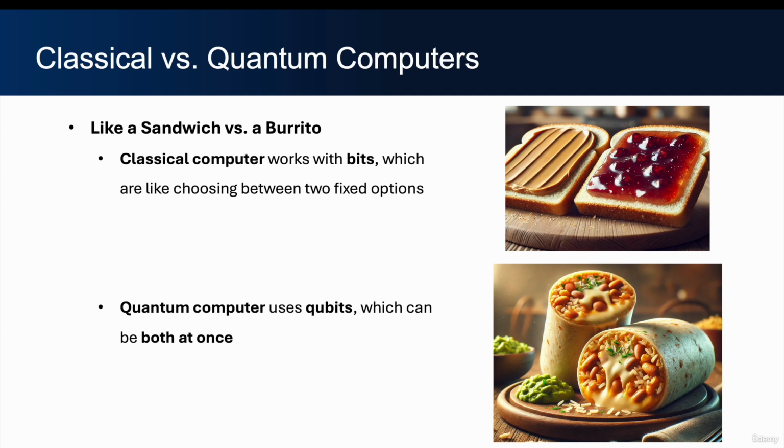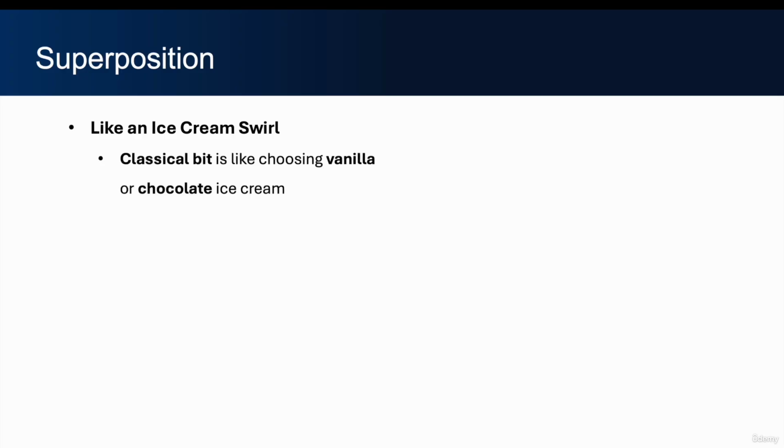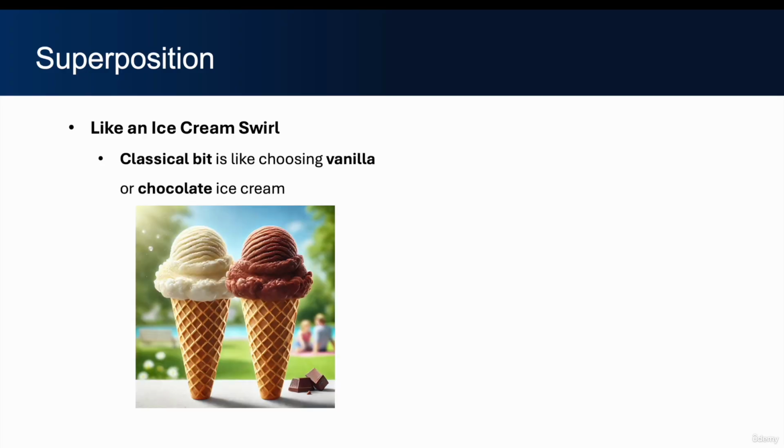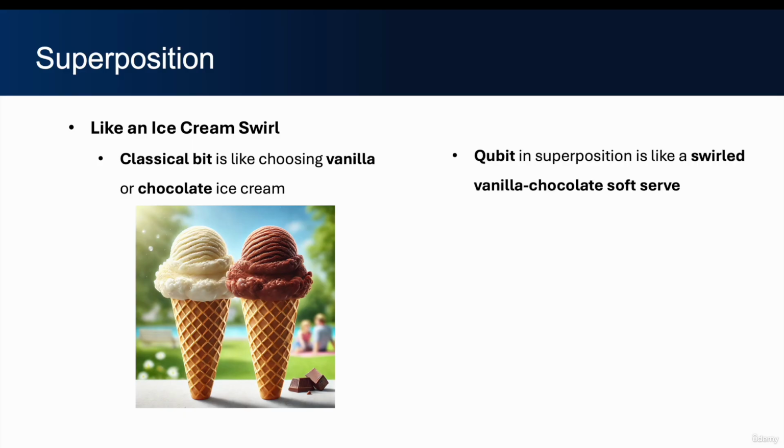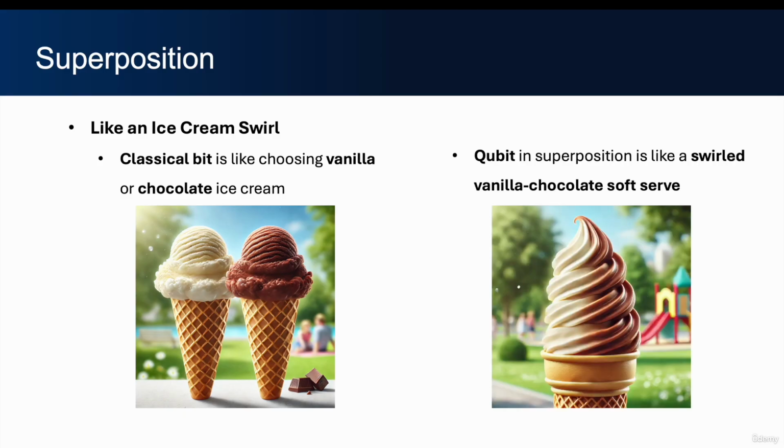Even though these images are AI generated, they make me hungry every single time I look at them. Let's talk about superposition. It's like an ice cream swirl. If a classical bit is like choosing vanilla or chocolate ice cream, a qubit in superposition is like a swirled vanilla chocolate soft serve. It has both flavors at the same time. Now, in a quantum computer, a qubit can be a 0 and 1 at the same time, just like how the ice cream swirl gives you both flavors at once.